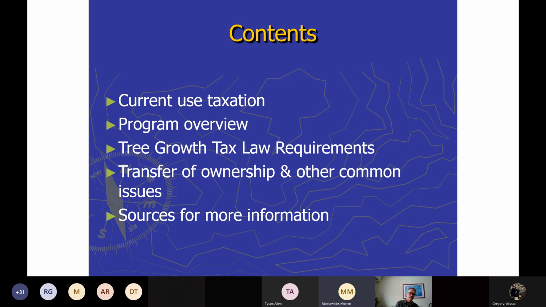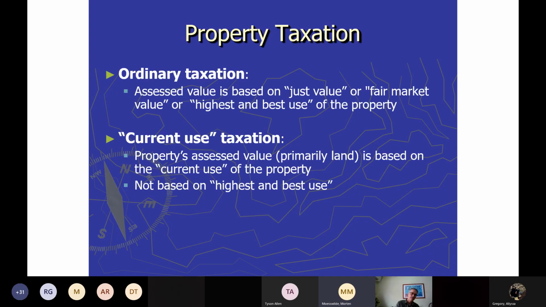So just for background, we want to make sure that people understand that what we're talking about really is property taxation. It has nothing to do with income taxes, but rather property taxes that are assessed by the town or the municipality. And under what we might call ordinary taxation, the assessed value of a property is based on certain principles that you might call just value or fair market value, or you might hear the phrase, the highest and best use of the property. I'm not an assessor, but those are the principles by which assessors determine the value of property on which to base property taxes for that particular property.